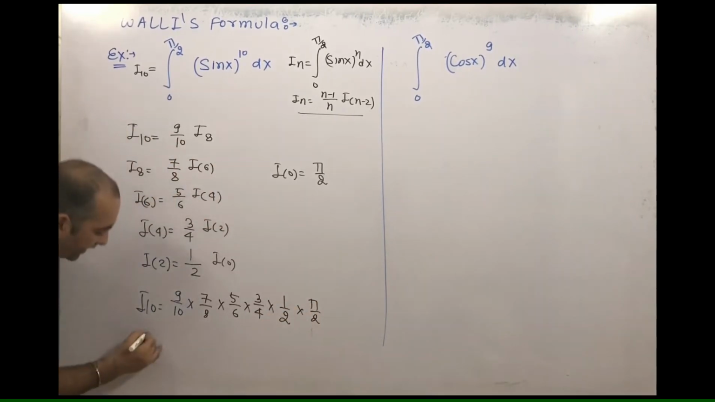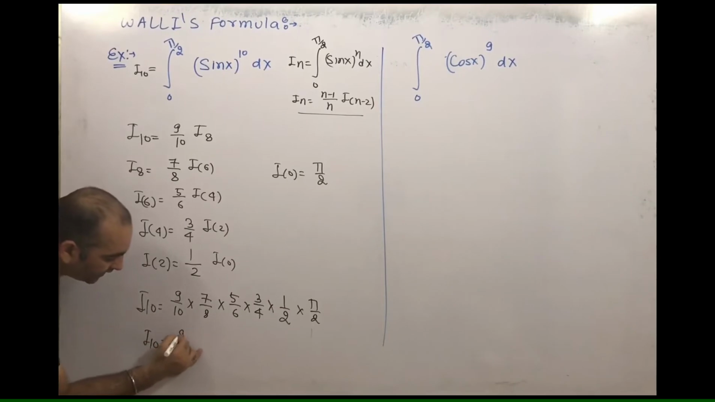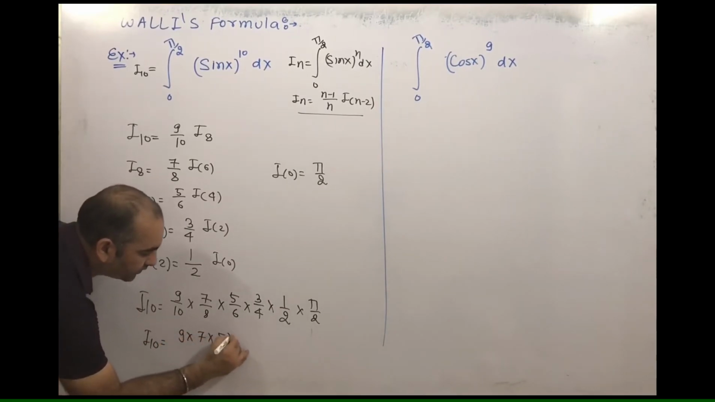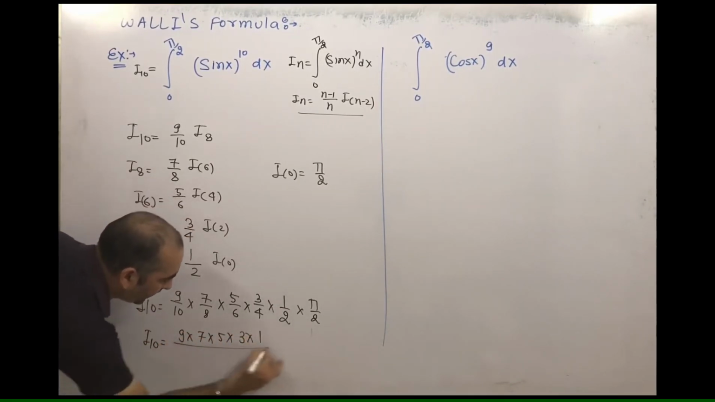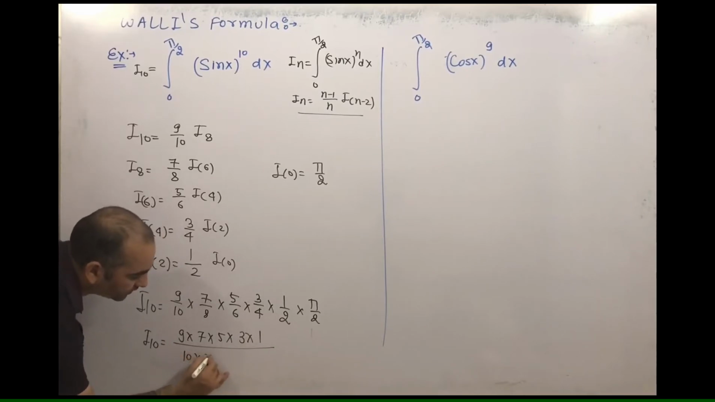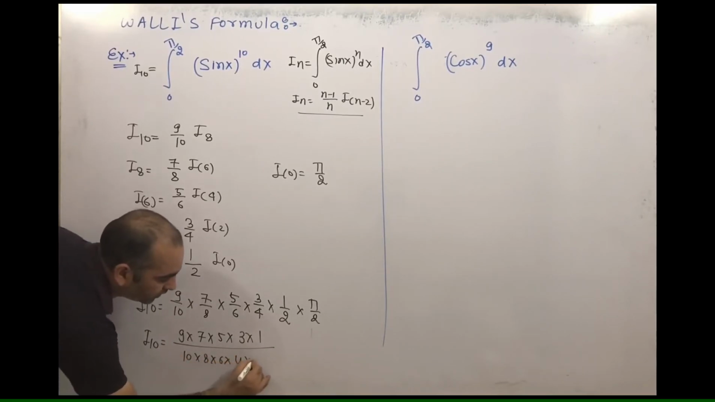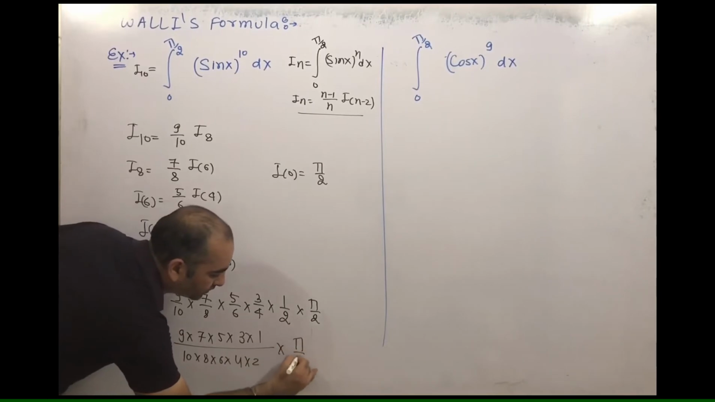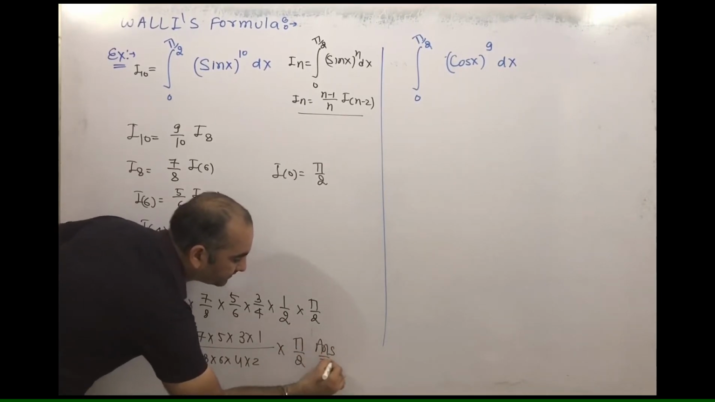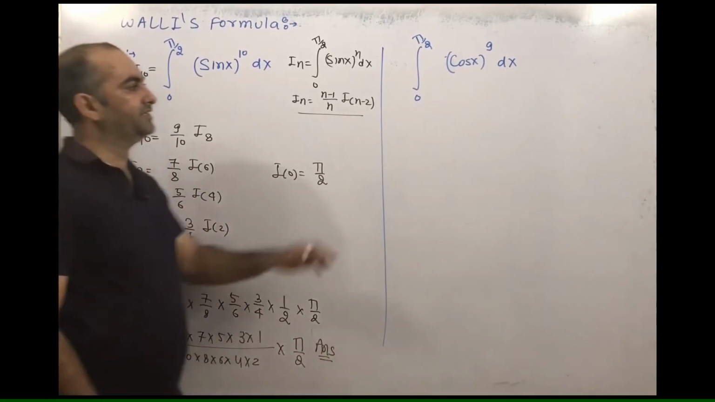So what will come here? I10 equal to 9 into 7 into 5 into 3 into 1 divided by 10 into 8 into 6 into 4 into 2, into pi by 2. This will come. This is your answer. Okay, similarly, we are discussing the next problem.